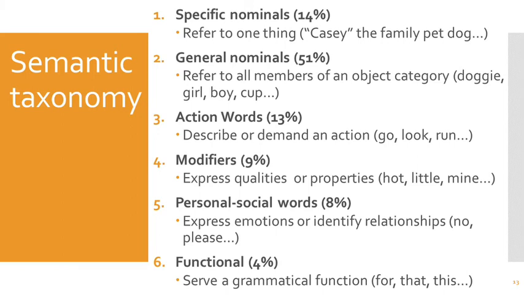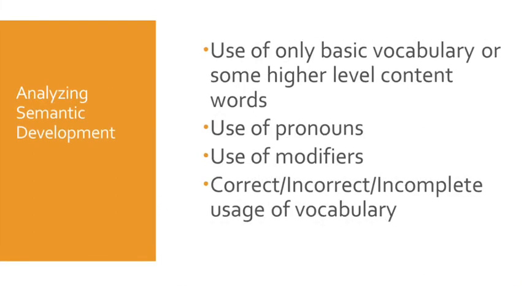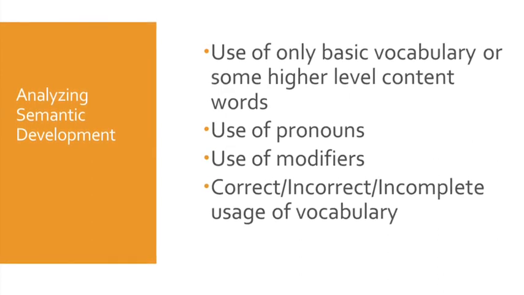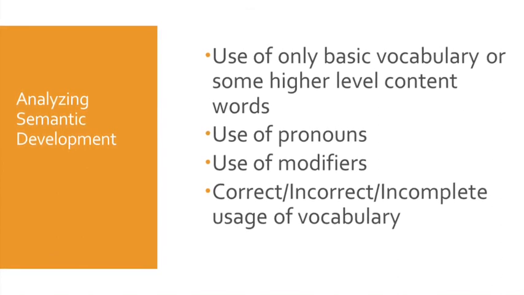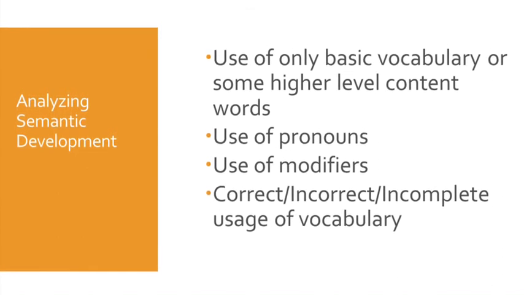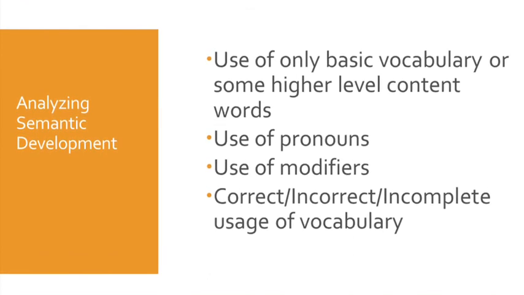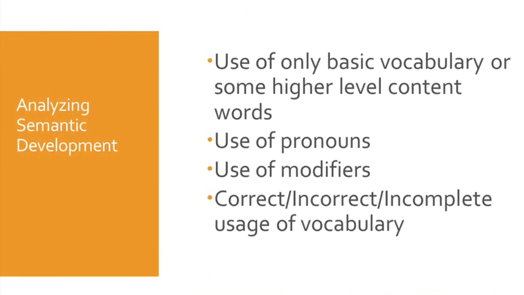Once the young child starts speaking a little longer sentence than just 2 or 3 words, they start using more action words, modifiers, personal social words, and functional words. So this taxonomy can be useful for analyzing and evaluating young children's semantic development. Now you can use your knowledge in analyzing or evaluating semantic development of young children. See if they used only basic vocabulary or some higher level content words. See if they use pronouns and modifiers correctly.